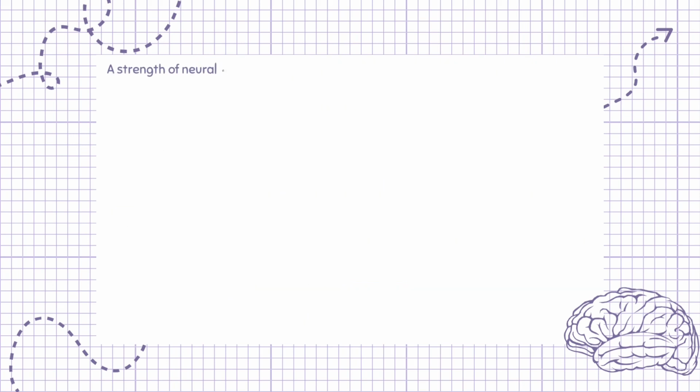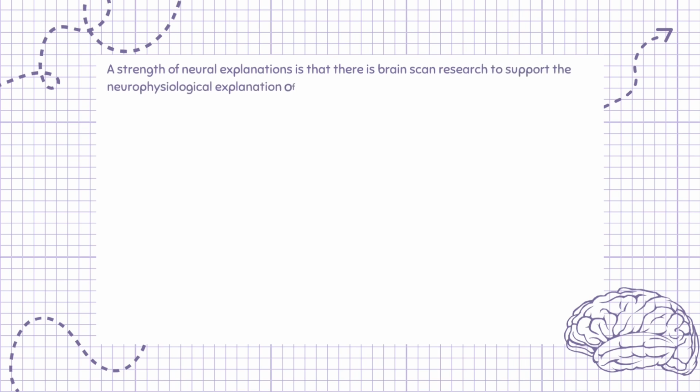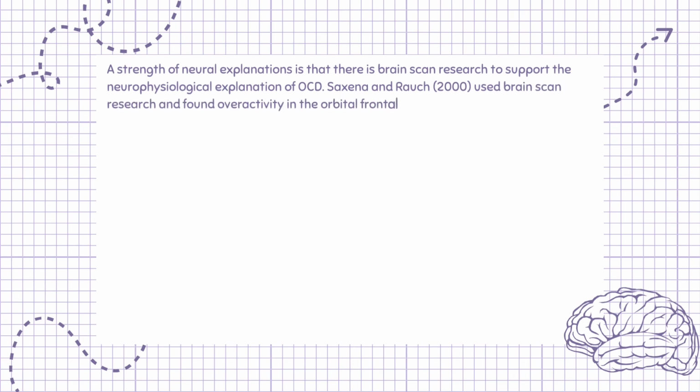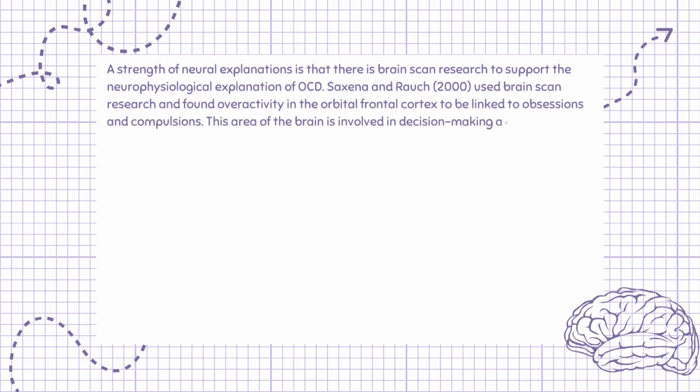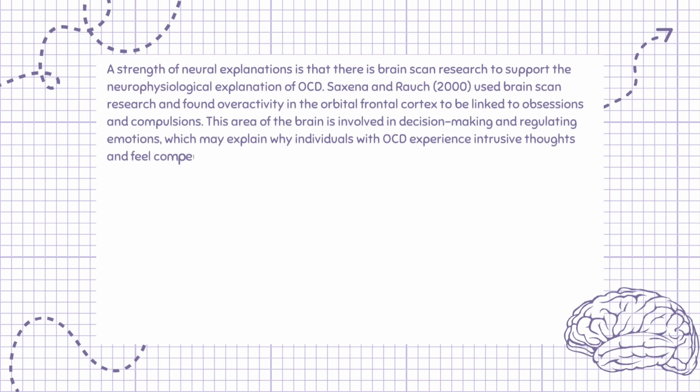A strength of neural explanations is that there is brain scan research to support the neurophysiological explanation of OCD. Saxena and Rauch, 2000, used brain scan research and found overactivity in the orbital frontal cortex to be linked to obsessions and compulsions. This area of the brain is involved in decision-making and regulating emotions, which may explain why individuals with OCD experience intrusive thoughts and feel compelled to perform certain actions.